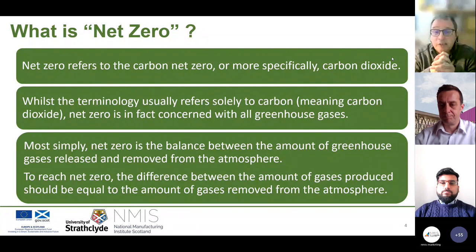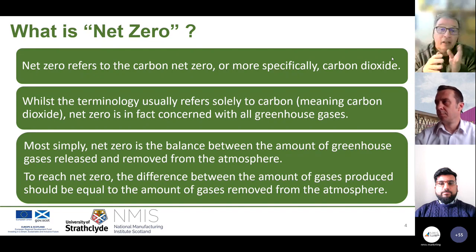If we are talking about what net zero is, it's really the balance between the amount of greenhouse gases which are released and those removed from the atmosphere. Where possible, you're trying to get it down to zero. And that's easier said than done. In most cases, we produce more carbon than we actually take out of the atmosphere. So it's how you move on that journey from our current status to something which is going to achieve that balance.